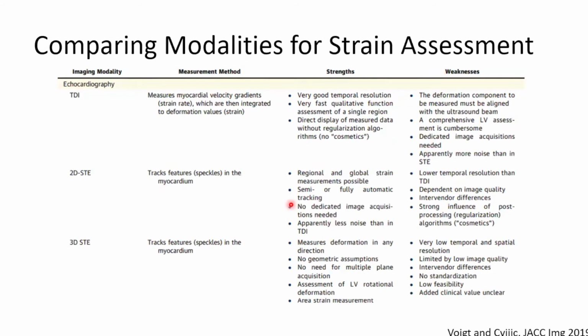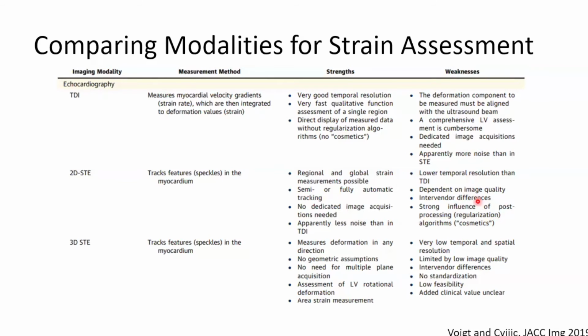2D speckle tracking echo is very good at looking at regional and global strain. It can be semi or fully automatic. An important thing is that you don't need a dedicated acquisition. We just need the 2D images that you normally get in your echo, and the software applies its algorithm on top of them. It's apparently less noisy than TDI, but it also suffers from a lower temporal resolution than TDI, which has one of the highest temporal resolutions.